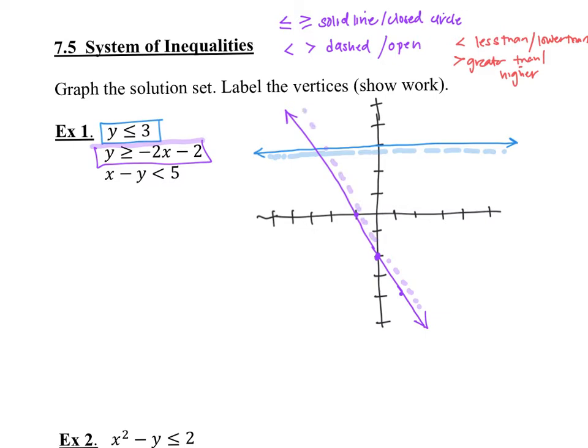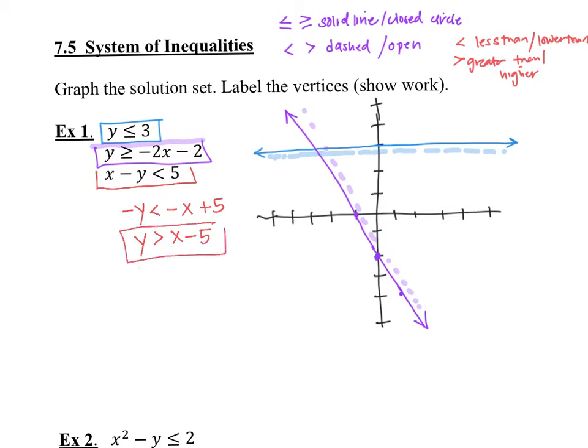For the last line, x minus y is less than 5. I could use the intercepts to graph it, and then I just have to be really careful with the shaded region. I'm going to change it to slope-intercept form so I can do the higher or lower method after that. So -y: I'm going to move the x to the other side. Then I'm going to divide by -1. Because I divided by a negative on both sides, I do have to switch the inequality. Be careful about that.